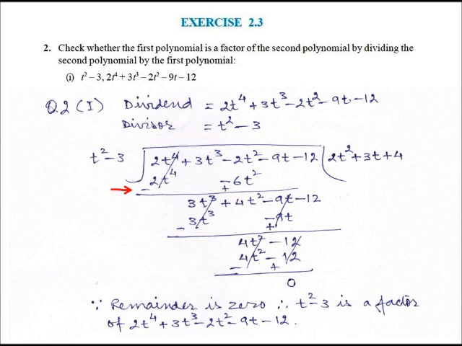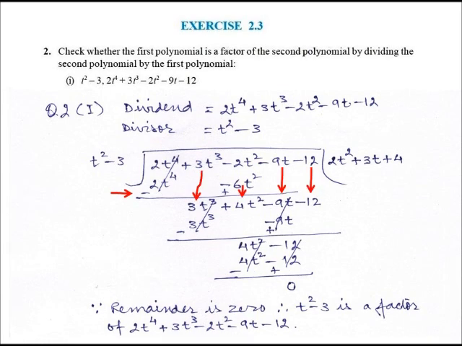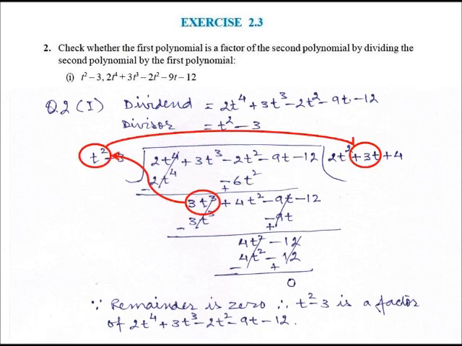Now change the signs of the lower line because we have to subtract these figures. 2t to the power 4 will be cancelled by minus 2t to the power 4. 3t cube will be taken down, and the difference of the plus 6t square and minus 2t square is 4t square. That will be written in the next line. Minus 9t will be written in the next line, and minus 12 will be written down in the next line.